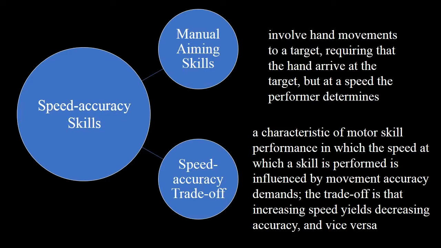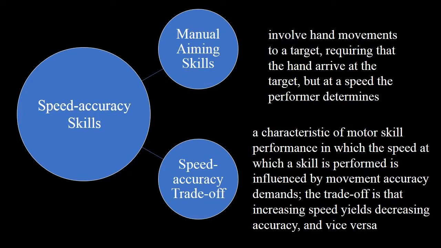Speed accuracy trade-off is defined as a characteristic of motor skill performance in which the speed at which a skill is performed is influenced by movement accuracy demands. The trade-off is that increasing speed yields decreasing accuracy, and vice versa. In other words, the accuracy requirements of the movement will influence the movement speed, and an emphasis on accuracy will reduce speed, while an emphasis on speed will reduce accuracy. Thus, we typically trade off speed for accuracy, and vice versa.